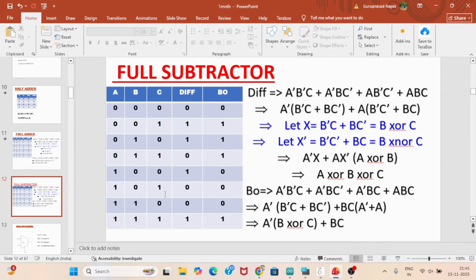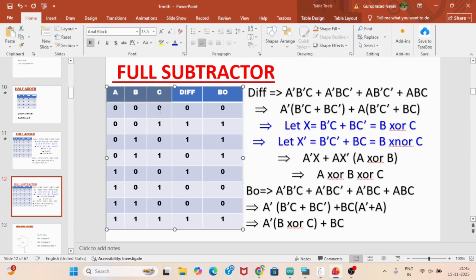In the previous session we learned the use of adders, like the half adder and full adder. The half adder is used for 2-bit addition and the full adder for 3-bit addition, and the full subtractor is used for 3-bit subtraction. I'm taking A, B, C as my inputs, and difference and borrow as my two outputs. Since there are 3 inputs, a total of 8 combinations of values are assigned here.